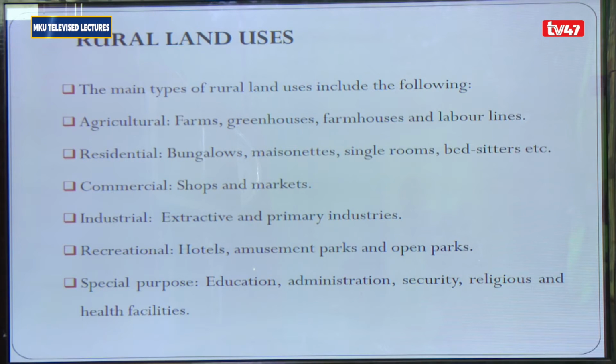Recreational, we have hotels, amusement parks, open parks, for those who need. But remember, in the rural areas, we have a lot of space, and therefore these may not be as vibrant as in the urban areas. Special purpose, we have the same kind of institutions because services need to go to every citizen, whether in the urban or rural areas. For example, we need health centers or security amenities, the police posts and positions across all land users, whether it's in the urban area or in the rural areas.